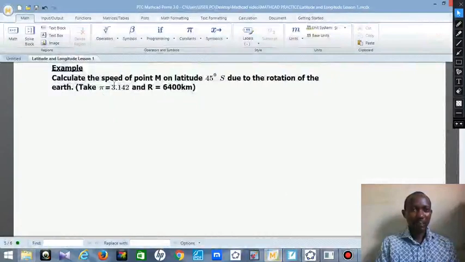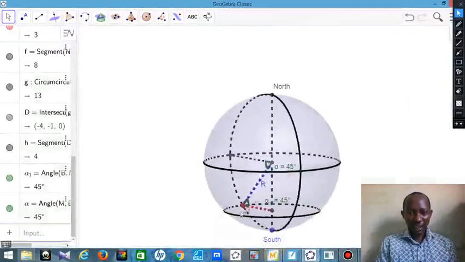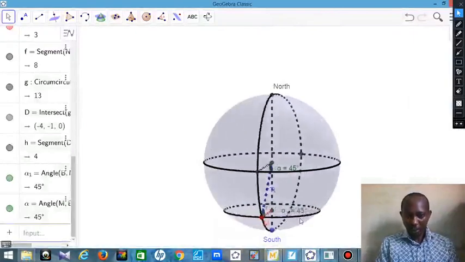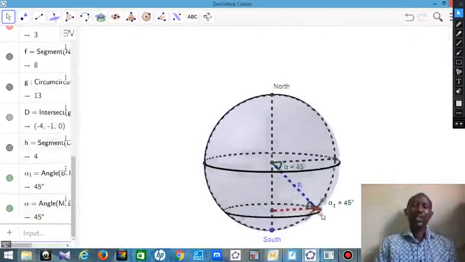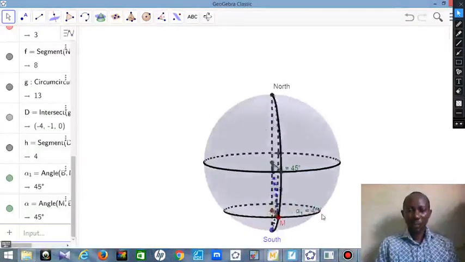It says calculate the speed of point M on latitude 45 degrees south due to the rotation of the Earth. So that is it. You can see as the Earth is rotating, what is the speed of this M as it's going around on this latitude? That is all about the question. So what is this speed?